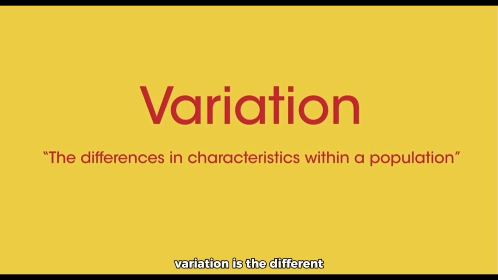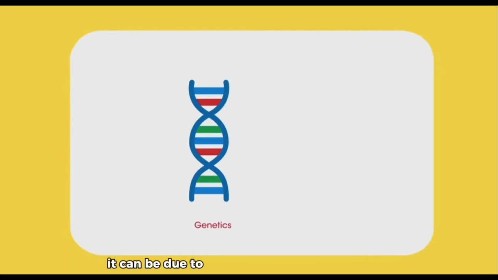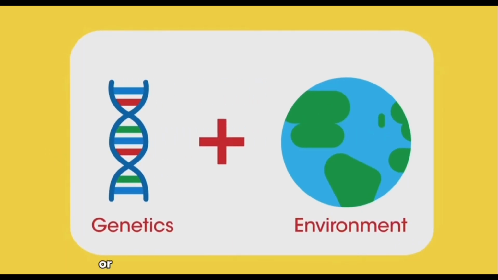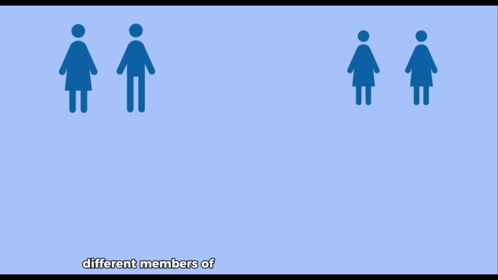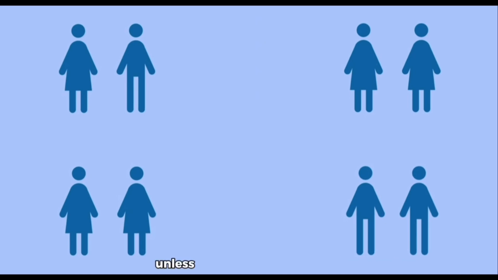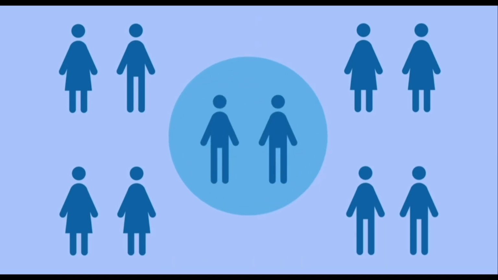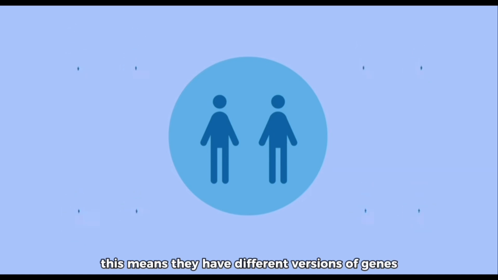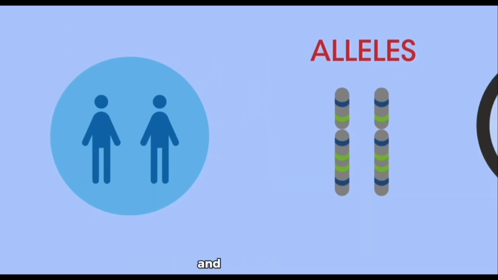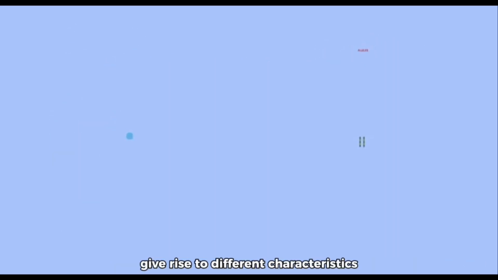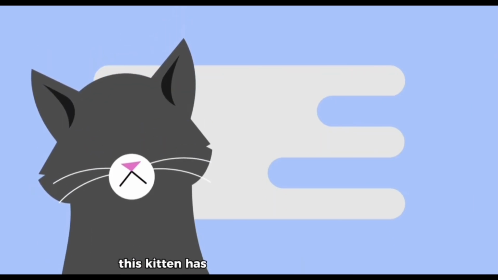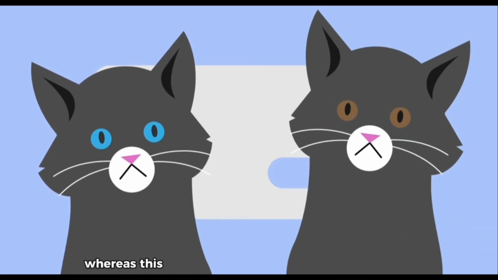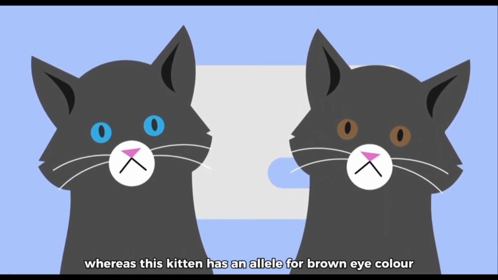Variation is the difference in the characteristics of individuals in a population. It can be due to genetics and the environment, or a combination of both. Let's start with genetics. Different members of a population have different DNA, unless they are identical twins. This means they have different versions of genes called alleles. And these alleles give rise to different characteristics. For example, on the eye color gene, this kitten has an allele for blue eye color, whereas this kitten has an allele for brown eye color.